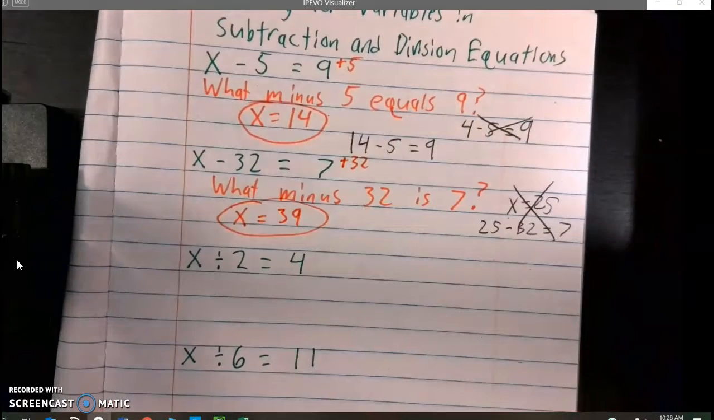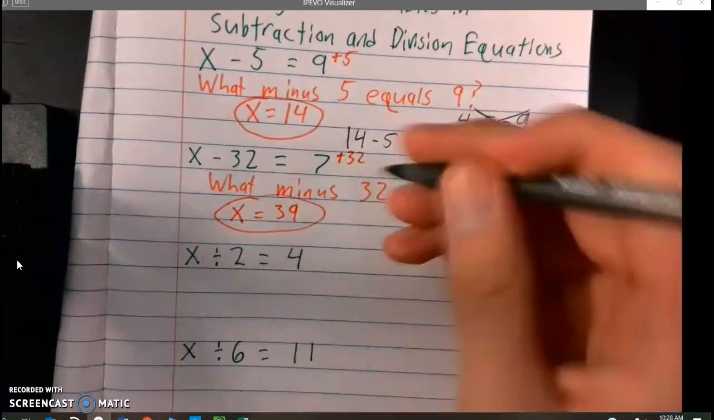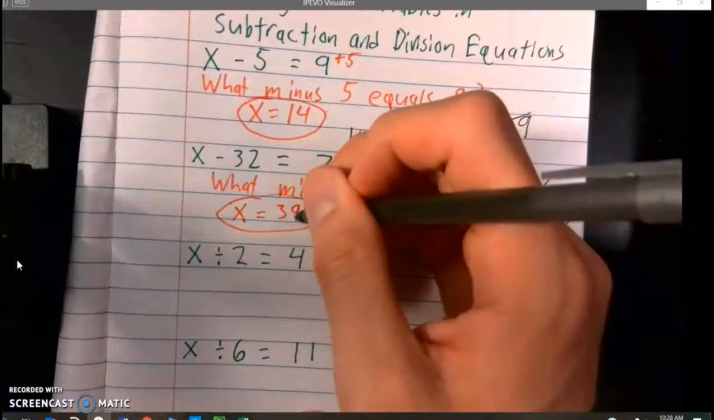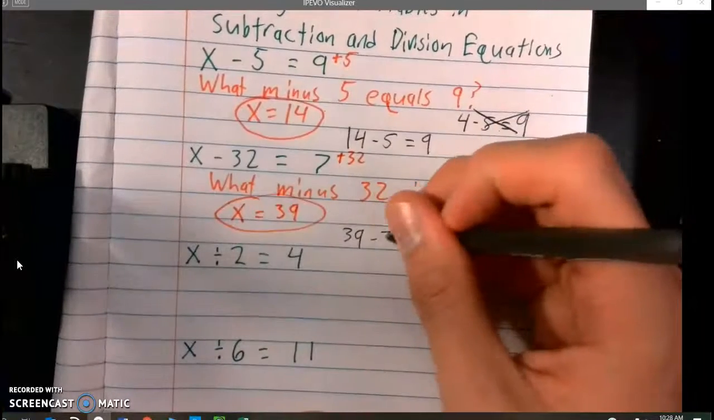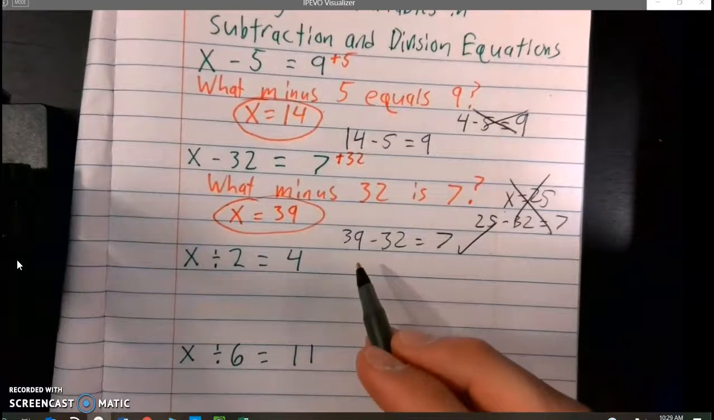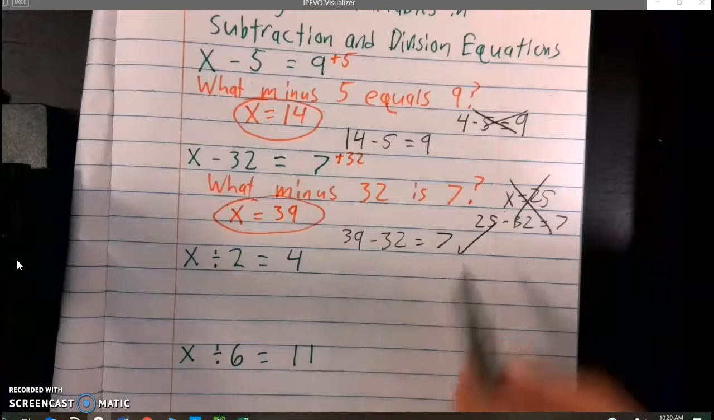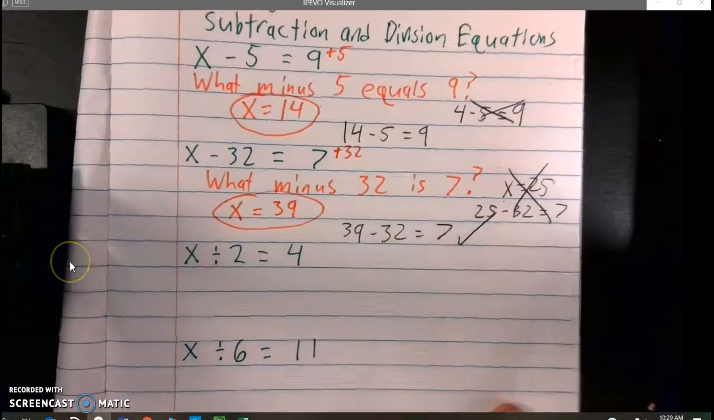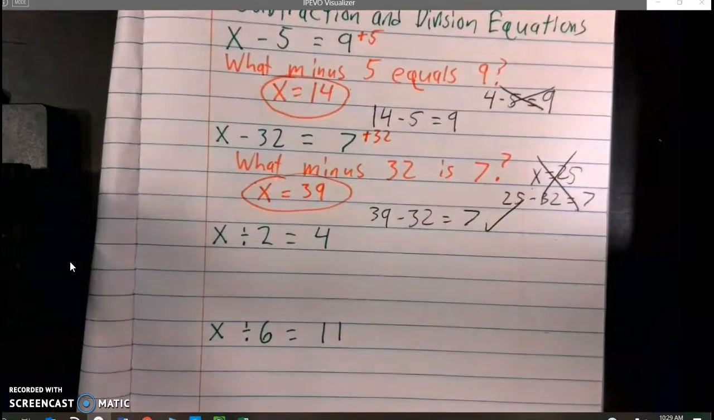Then if we did that substitution work and substituted our value in for x, we can see that it is actually correct: 39 minus 32 is 7. As always, that substitution to check your work is really important. Alright, now let's move on to a couple division ones.